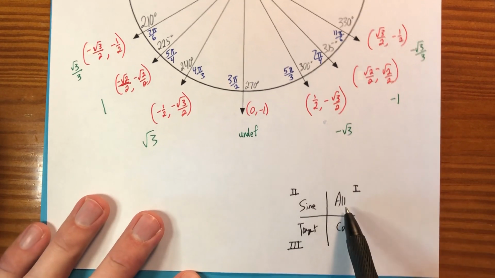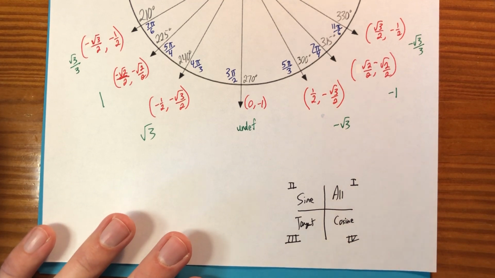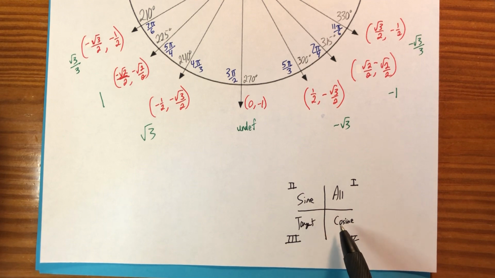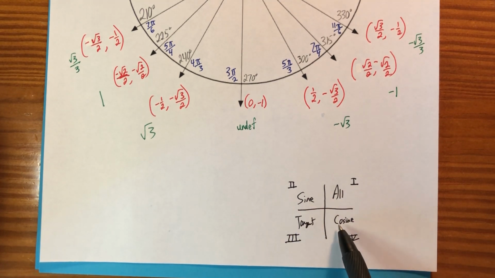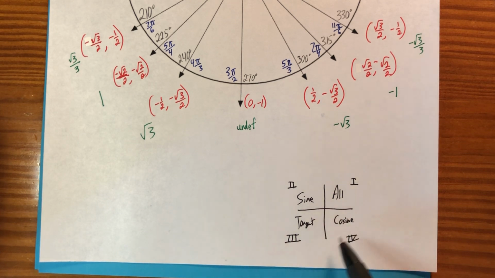So, quadrant 1, all are positive. Quadrant 2, sine is positive. Quadrant 3, tangent's positive. Quadrant 4, cosine is positive. Here's what a lot of people do. ASTC, and they have little mnemonic devices to remember that. A lot of them say things like, all students take calculus, which is totally not true. But if you want to remember it that way, you can. All students take calculus, or all students, I don't know. I can't think of anything else off the top of my head. But there you go.